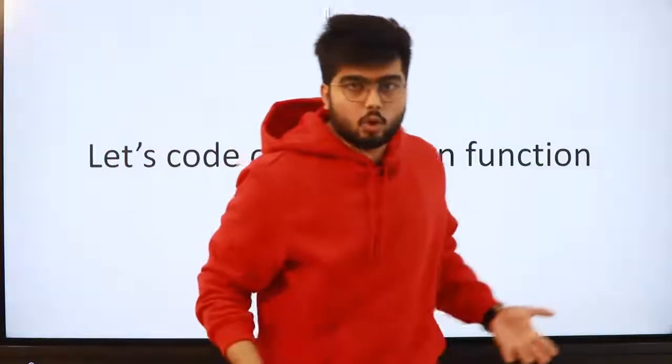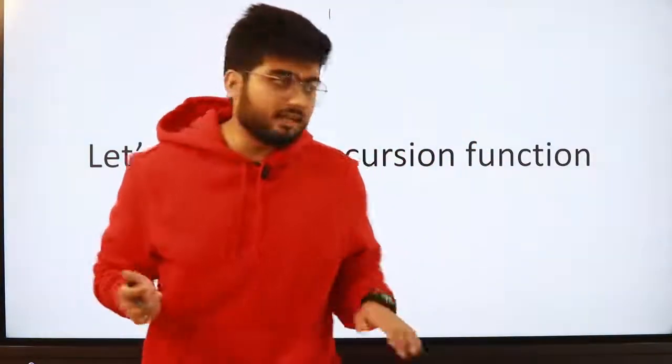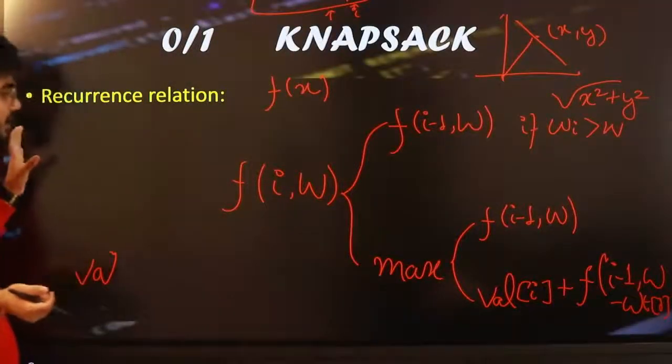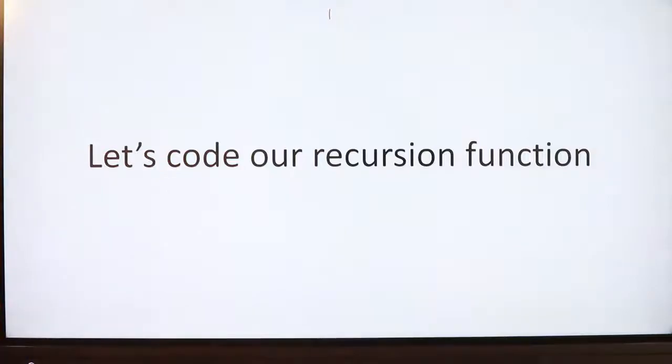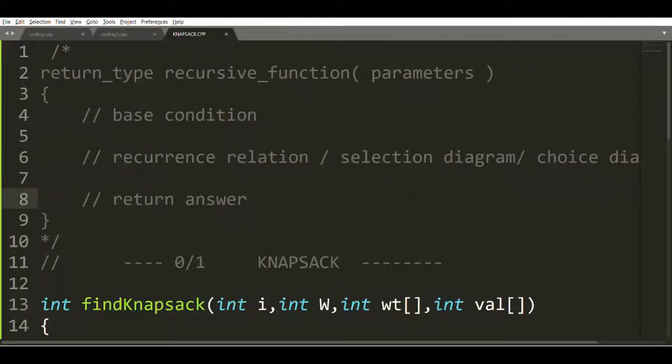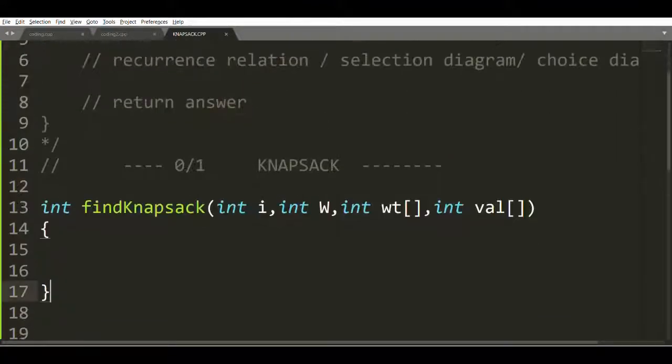Now let's code this recursive function that we have written. We have written a recurrence relation, and all we have to do is code it. So, friends, now we are going to recursively code a knapsack function. For any recursive function, we need three things. The first is a base condition, then a recurrence relation or a selection diagram in dynamic programming, and then finally we return our answer.